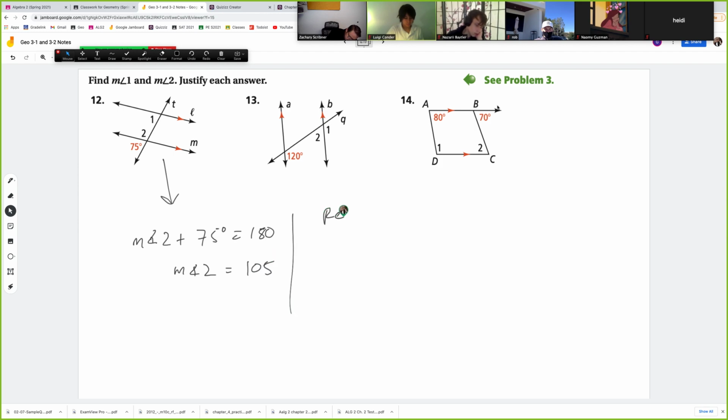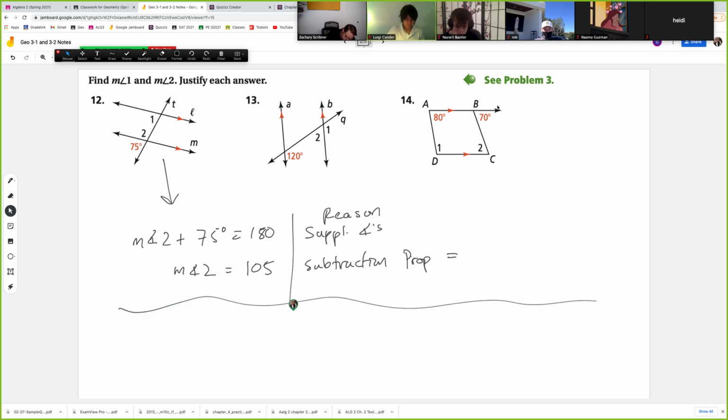What is the reason? 2 and 75? What the reason is? Supplementary angles. They are supplementary angles because they make a line. Okay? So the measure of angle 2 is 105. That would be the subtraction property of equality. Okay?